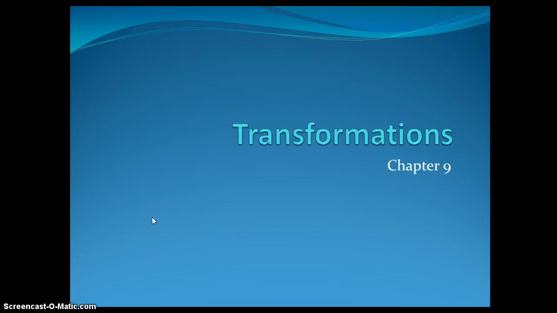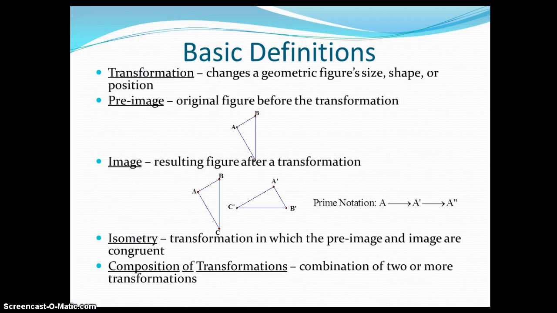Chapter 9 is all about transformations. Some basic definitions we need to be familiar with. First of all, a transformation changes a geometric figure's size, shape, or position. The pre-image is the original figure before the transformation. The image is the resulting figure after a transformation.